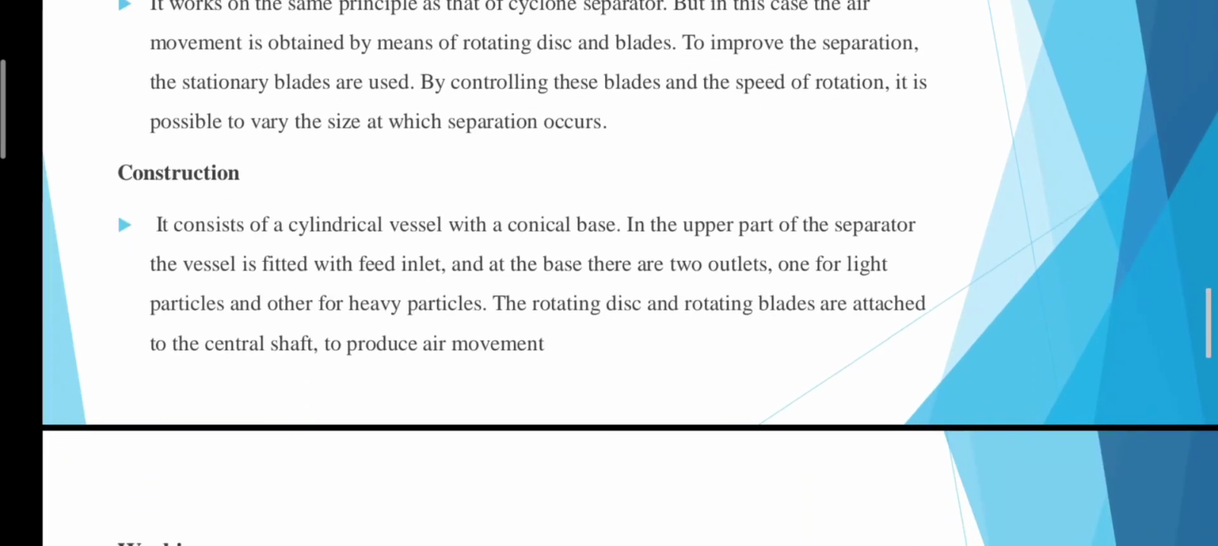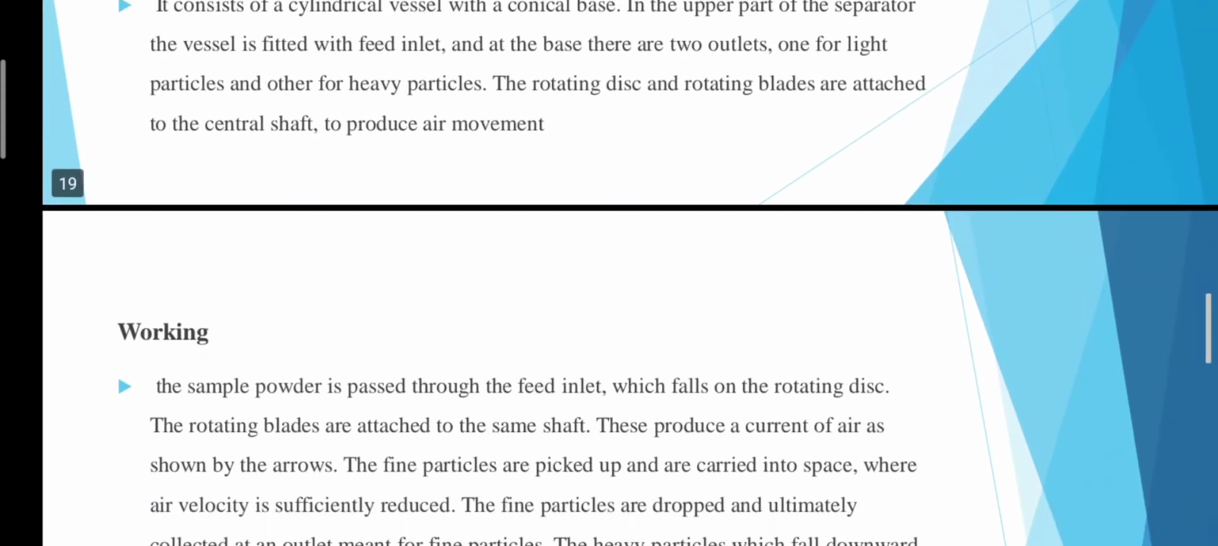Construction: it consists of a cylindrical vessel with a conical base, like a cyclone separator. In the upper part, the vessel is fitted with the feed inlet, and at the base there are two outlets, one for light particles and the other for heavy particles. The rotating disc and rotating blades are attached to the central shaft to produce air movement.